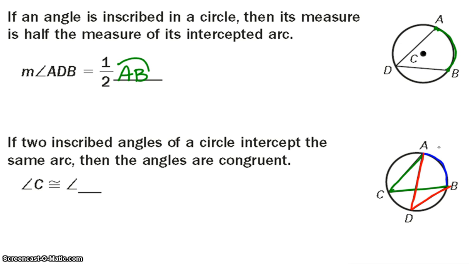So let's say that AB is 60 degrees. Then the red angle, angle ADB, has to be half that because it's an inscribed angle at 30 degrees. The green angle ACB must also be 30 degrees because it's the inscribed angle for the arc of 60 degrees. So if two inscribed angles make the same arc, then they have to be the same measure. So in this case, angle C and angle D must be the same measure.